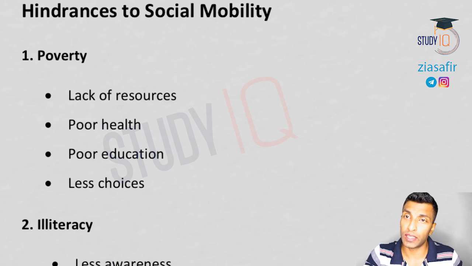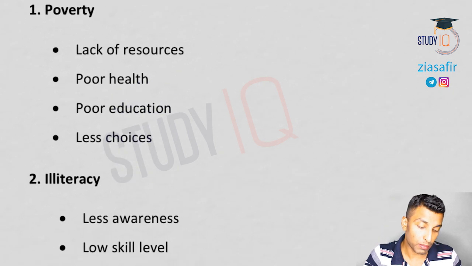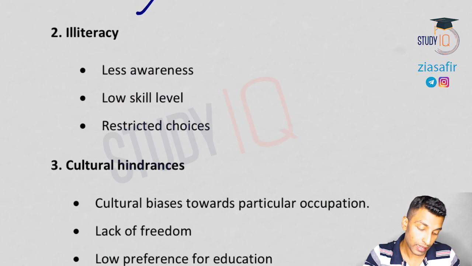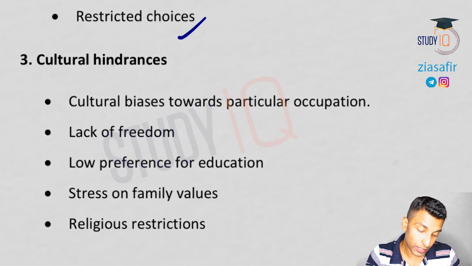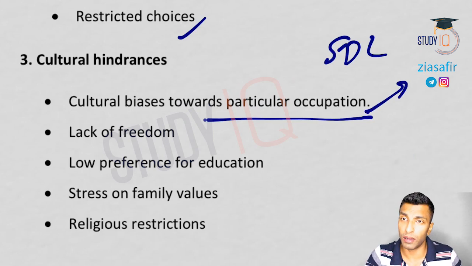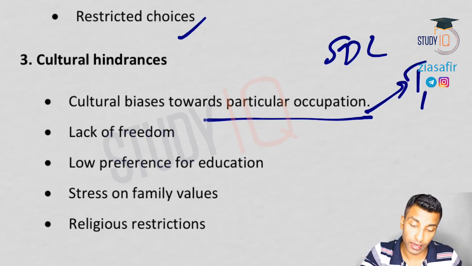Now, what are the problems? What are the hindrances? This also should be there in your answer. Poverty is the big problem: lack of resources, poor health, poor education, fewer choices. Illiteracy, less awareness, low skill level, and restricted choices. Cultural hindrances: cultural bias towards a particular occupation, like the sexual division of labor. Females are expected to do certain jobs like teachers and nurses, etc. So that's a cultural bias.